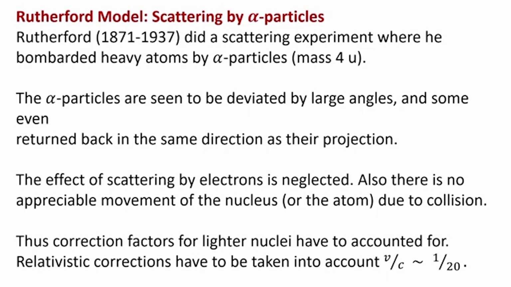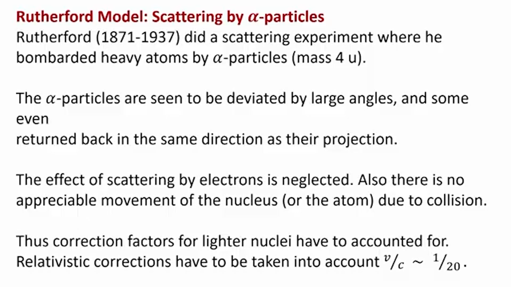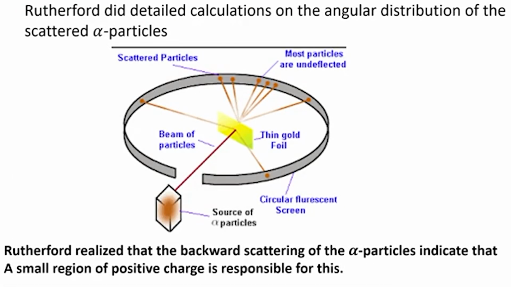Also, there is no appreciable movement of the nucleus or the atom due to collision, and that is why he chose heavy atoms. This is probably one of the corrections that need to be made to the Rutherford scattering experiment, where you need to also talk about lighter nuclei. So, the corrections for lighter nuclei need to be accounted for, and also the relativistic corrections, because the speed of these alpha particles is comparable to that of light, about 1/20 of it, which may also need to be taken into account.